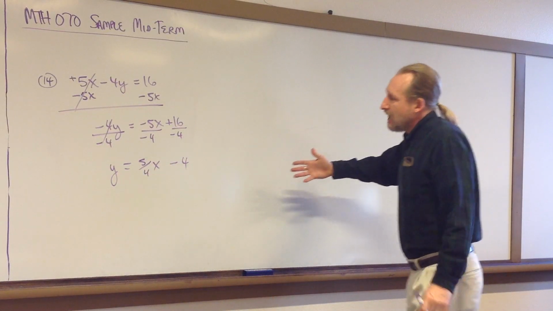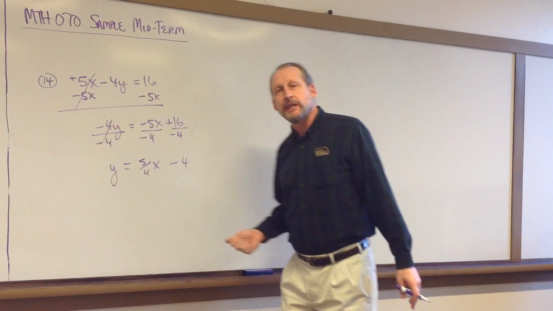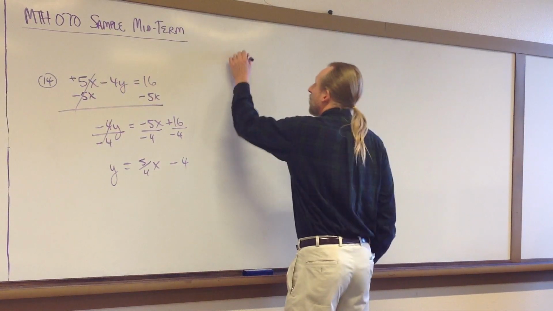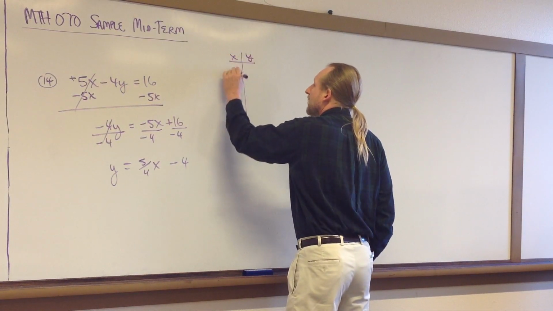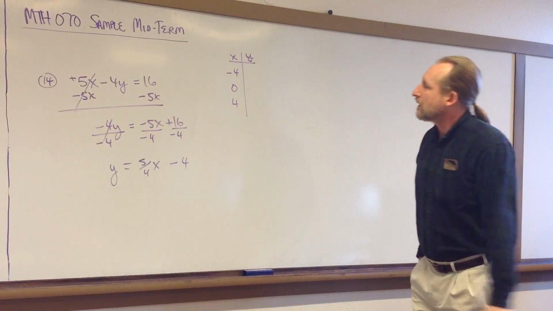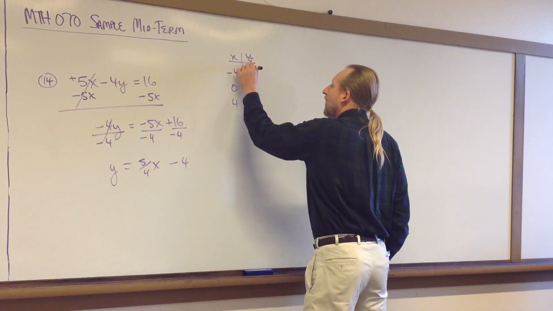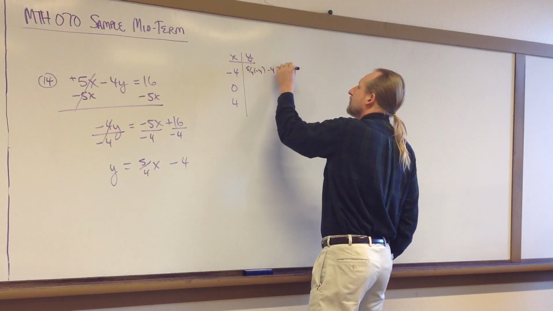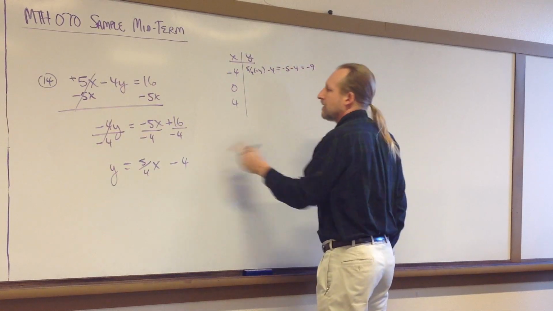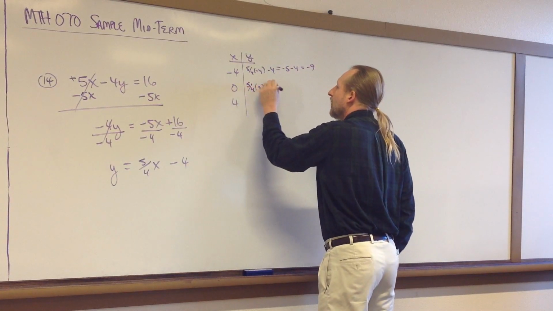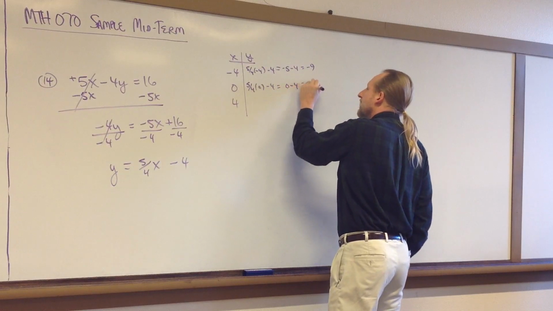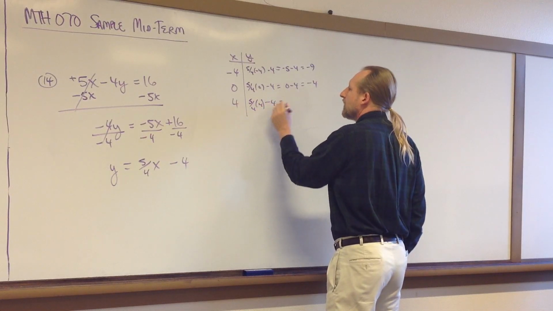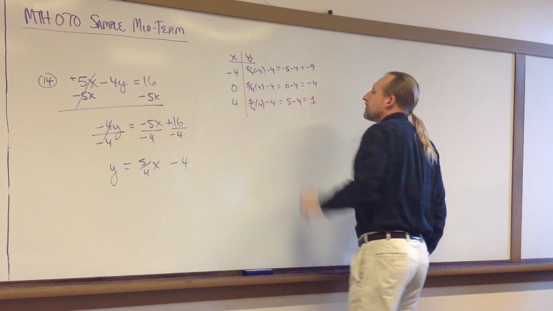Now, I left it as a fraction because if I'm going to be plugging numbers in here, I'm going to pick numbers that are divisible by 4. All right? That'll give me whole numbers for my y's. So I'll use -4, 0, and 4. All right? So let's do 5/4 times negative 4. So that'll be negative 5 minus 4 is negative 9. 0 will just give us negative 4. And then positive 4 will give us 5 minus 4, which is 1.